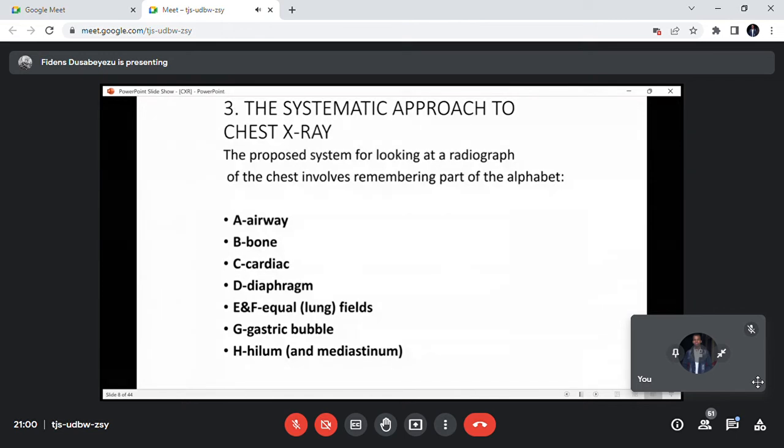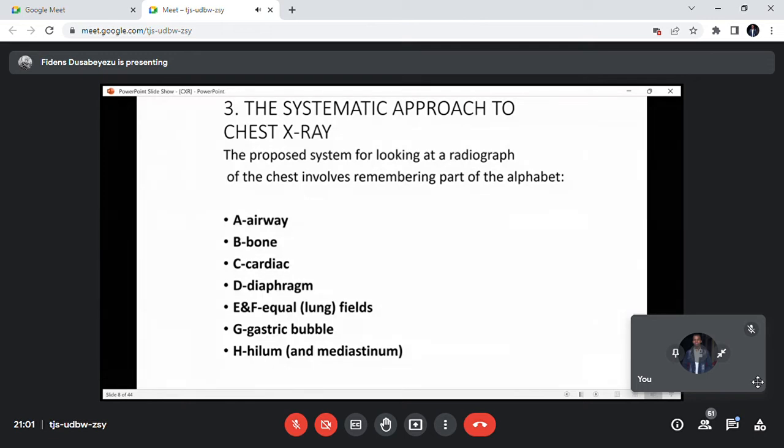Thank you. Welcome. So see this for the diaphragm, check very well the diaphragm from the costophrenic angle. Follow it and make sure it's very well seen, it's clear. E and F, meaning equal lung fields, compare both lungs from up, down, mid. Gastric bubble, check if it is there, and H for hilar vessels very well. That is one system.